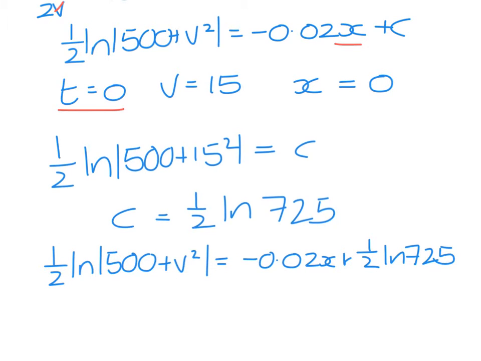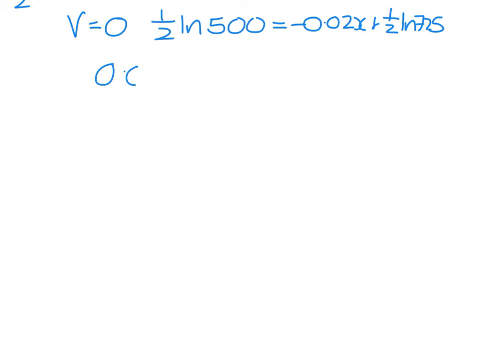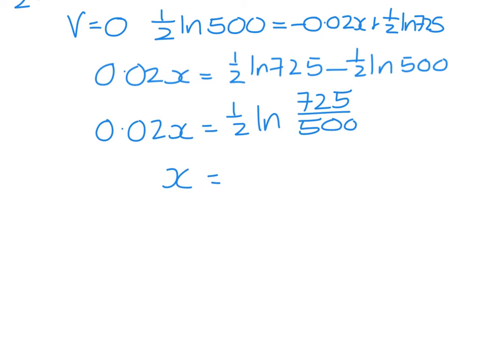We still haven't answered the question, which is find where the maximum height occurs, and that occurs when v equals 0. So 1/2 the natural log of 500 equals minus 0.02x plus 1/2 the log of 725. Solving that, 0.02x equals 1/2 ln 725 minus 1/2 ln 500. 0.02x equals 1/2 ln of 725 over 500. So x would equal 25, that's 1/2 divided by 0.02, ln 29 over 20.